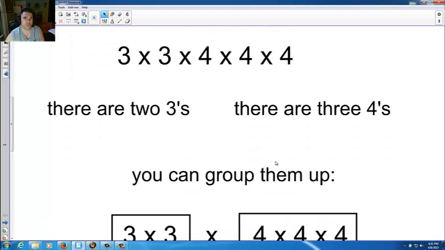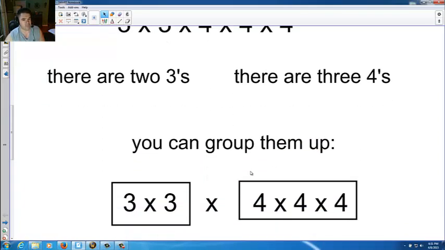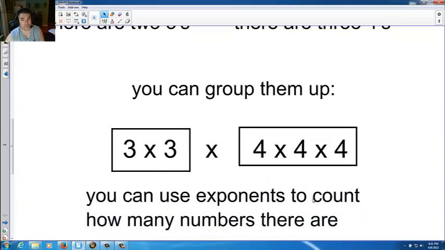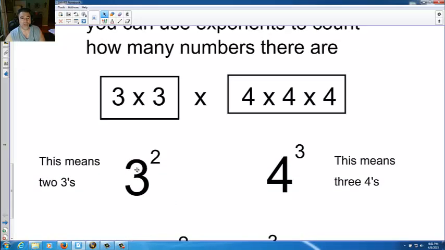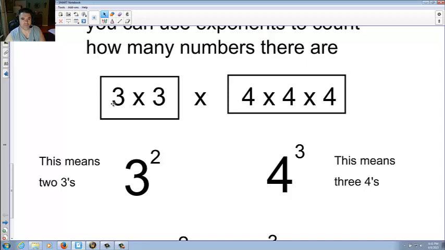And what I want you to do is we're going to stack them side by side. So I'm going to put the 2 3's together over here, the 3 4's together over here. The only thing is I'm going to use a term called an exponent to count how many numbers there are. In other words, because there are 2 3's, what you do is you put 3 squared, or 3 to the power of 2. Now, what you want to do here is you put the base number, which is what we have, which are 3's, on the bottom. So that's the 3. How many there are goes in the upper right-hand corner, which is an exponent.